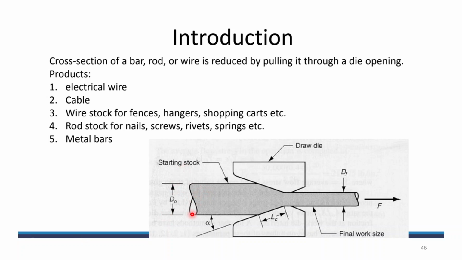Here the initial diameter was D0, and the final is DF. Between the starting stock and the final stock, you can also apply a volume balance. So the volume on this side will equal the volume on the final side, after putting this wire through the die. This volume will be equal.